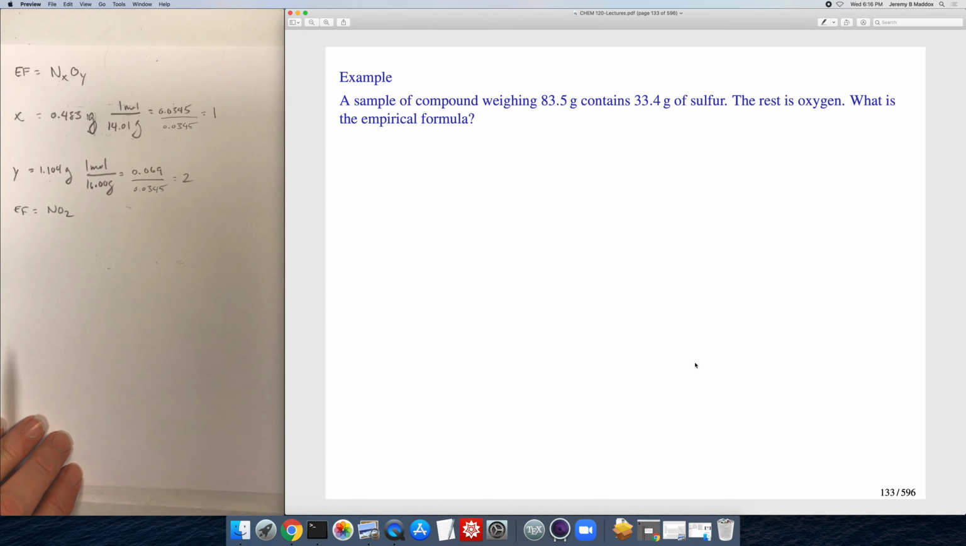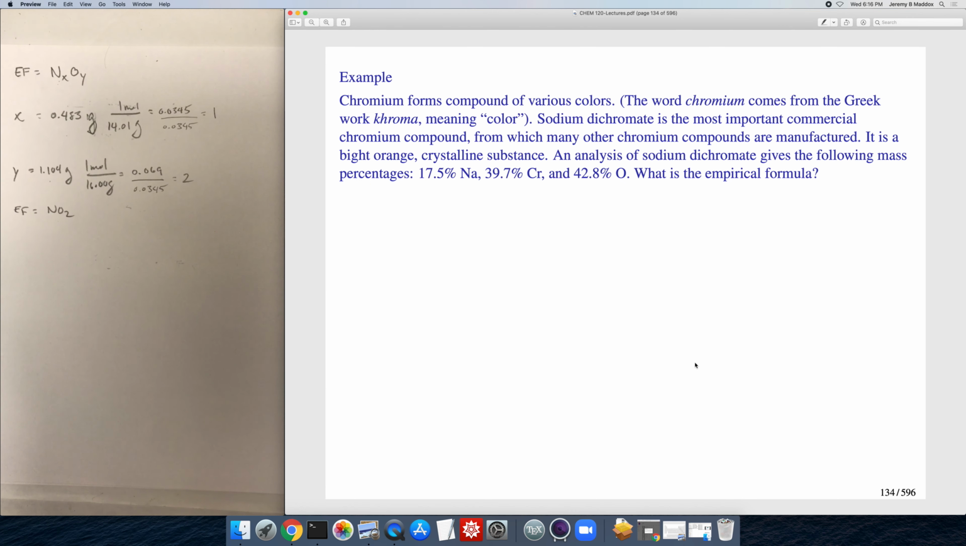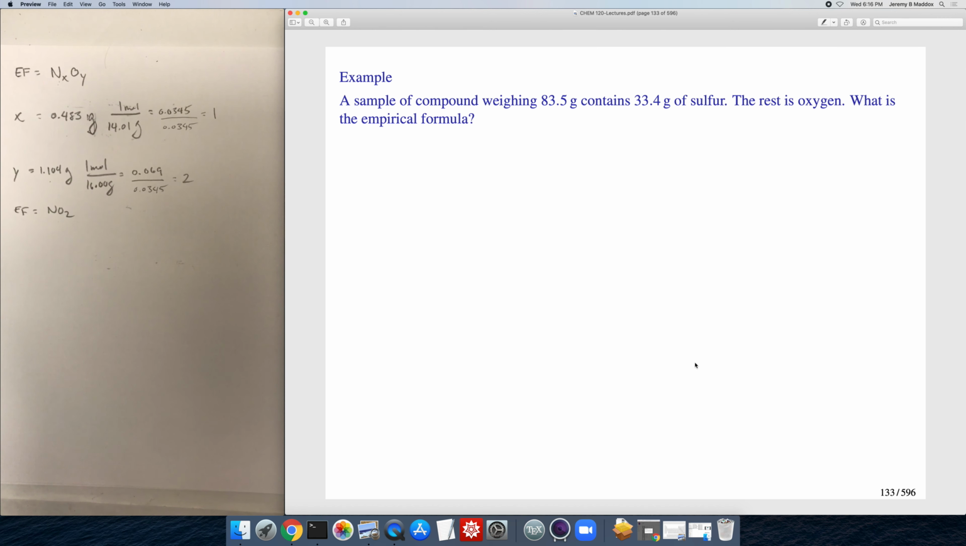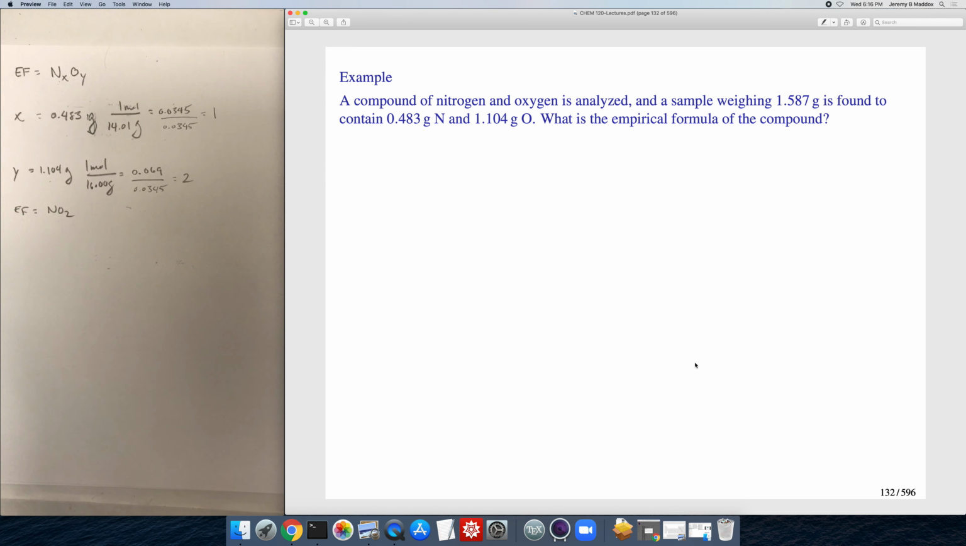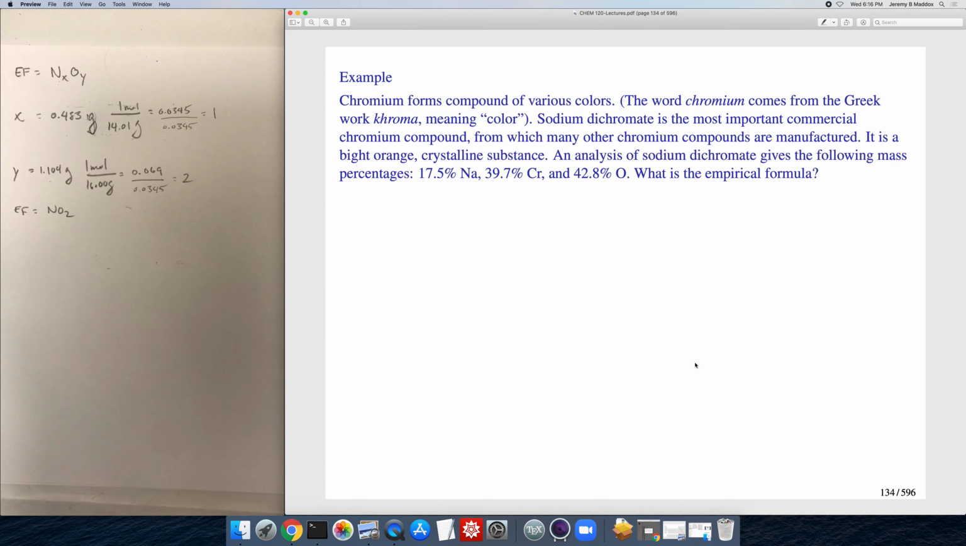Let's do another one like this. Let's see. I think we should do this problem instead. This problem here is essentially identical to the one that we have looked at previously. So what we'll do is we'll work this problem here.